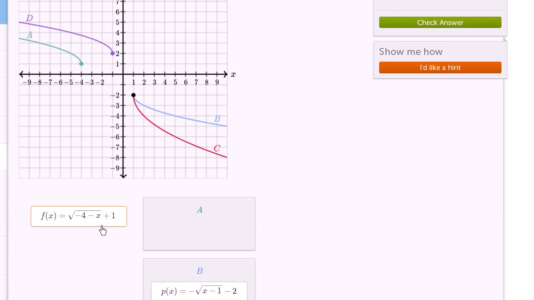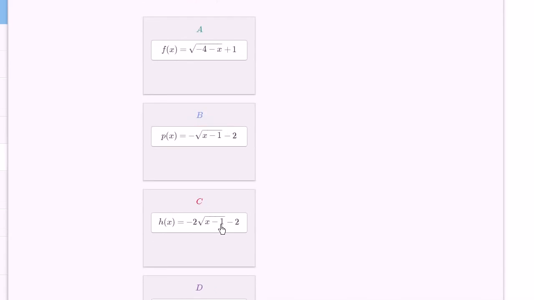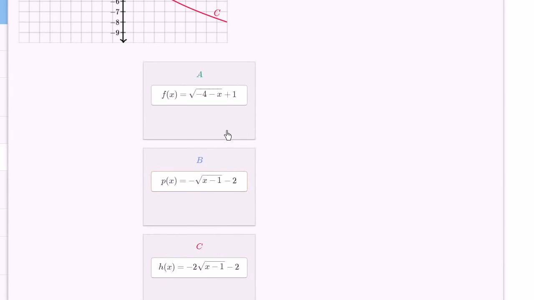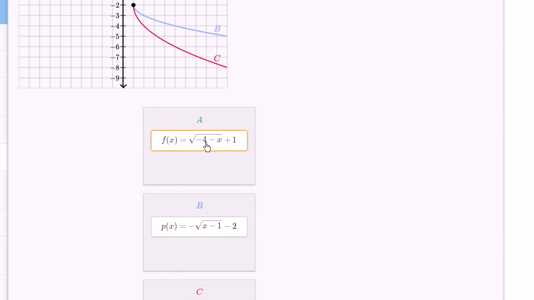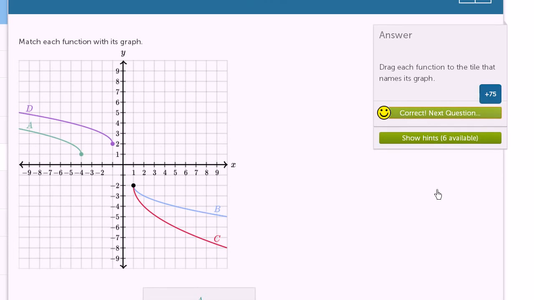And just deductive reasoning tells us that this is A, and it makes sense. We see it is shifted up by 1, so it's plus 1. And we could view this as the negative of x minus 4, or as the negative of x plus 4. So it's been shifted 4 to the left. And we see that is definitely the case relative to the square root of x. We got it right.